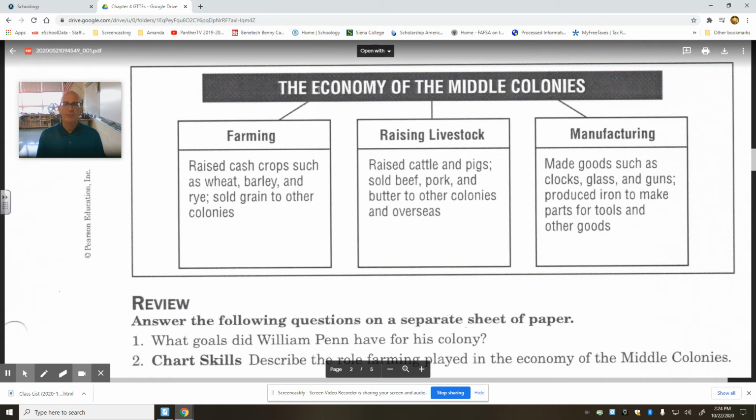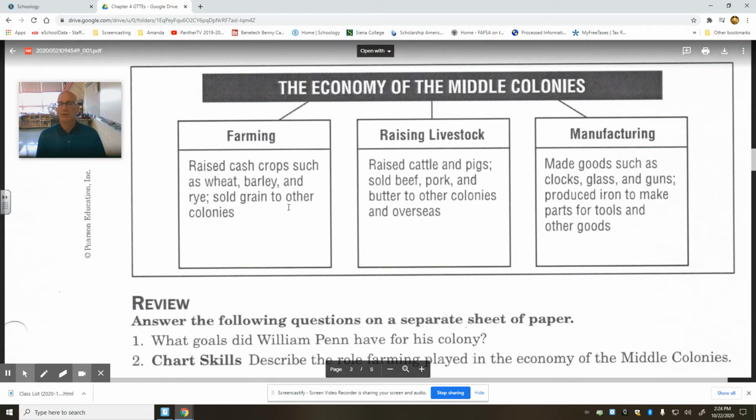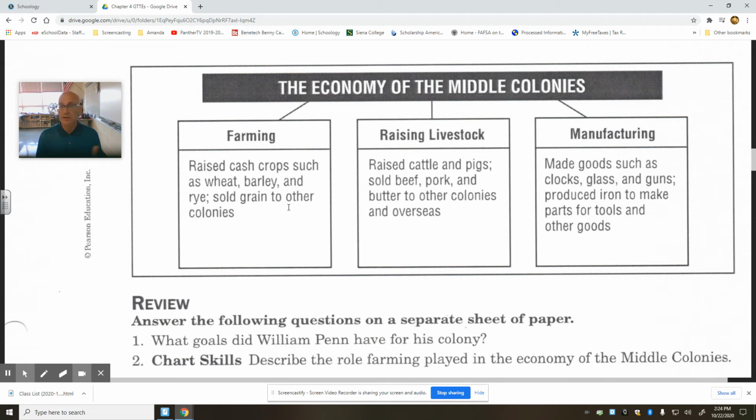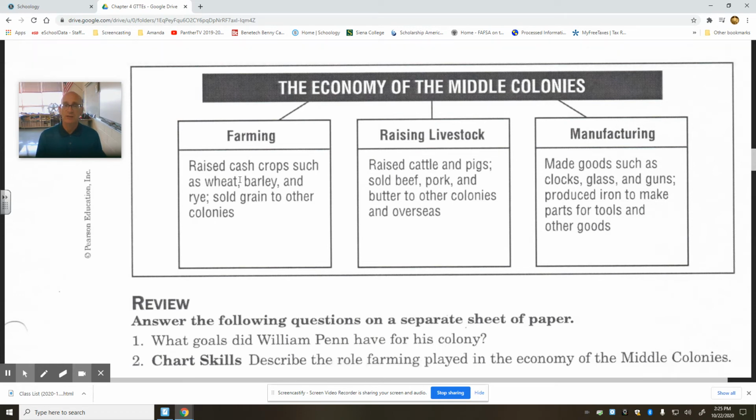The Economy of the Middle Colonies is our chart title in this particular lesson. And it's talking about what type of business activities the Middle Colonies engaged in. Number one on the left, you've got farming. They raised cash crops such as wheat, barley, and rye, and sold grain to other colonies. And again, in New York, in our neck of the woods, we were a middle colony and we are a middle state today. A lot of these same activities are very, very common in upstate New York.